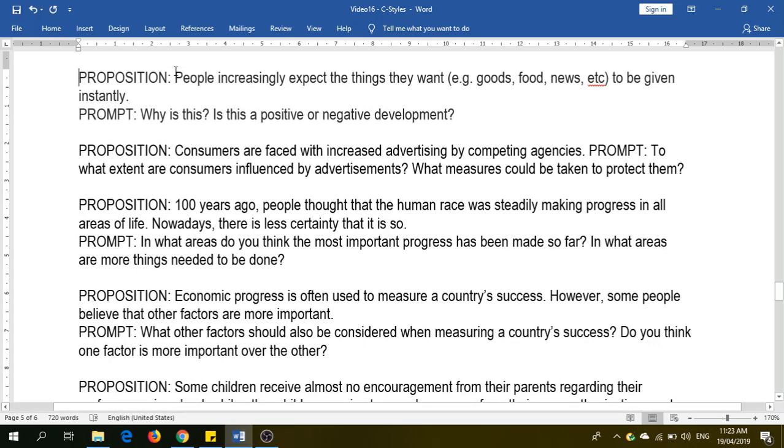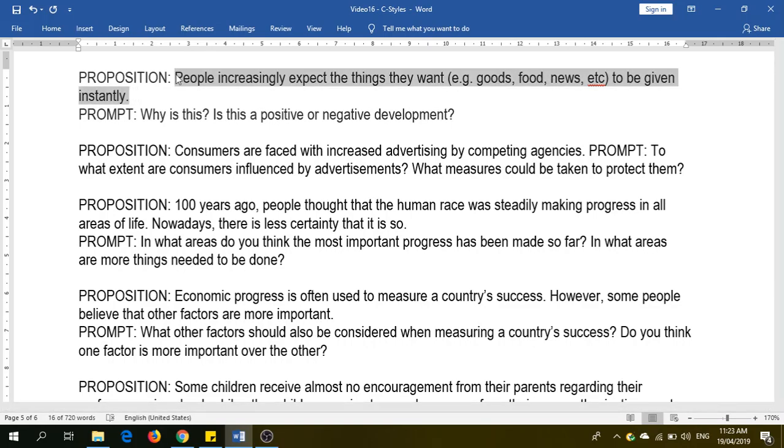For example, people expect the things they want to be given instantly. This was from a few months back in 2019. I think that was February 2019. The prompt is, why is this, and is this a positive or negative development? So you can see that there is the phrase positive or negative, but what the question uses here is the conjunction or. So you can actually choose to just argue positively, and that's the end of it. You can just ignore the negative aspect of it. What you're now doing is what we call the A1 style. You're just answering the question one-sidedly.